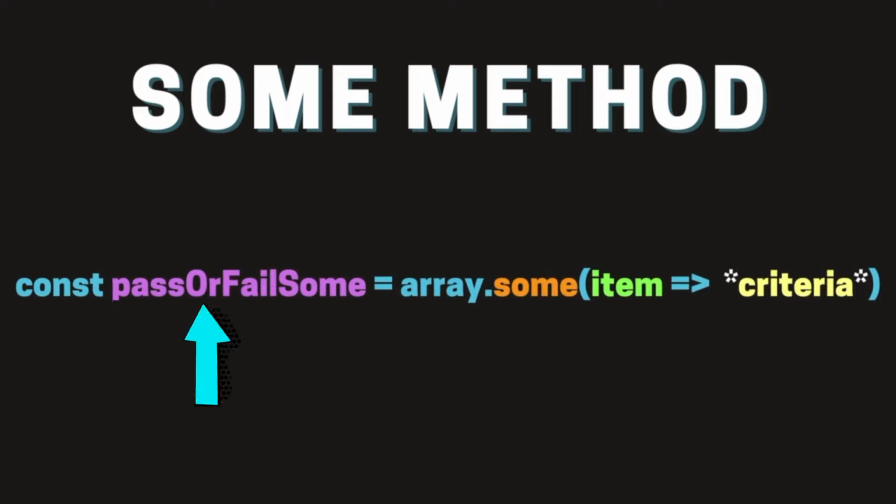This variable will either be true or false depending on the outcome. This is the call to the some method itself. This is the function which each item will be iterated through. If any of the items in the given array match the criteria, true will be returned, otherwise false will be.